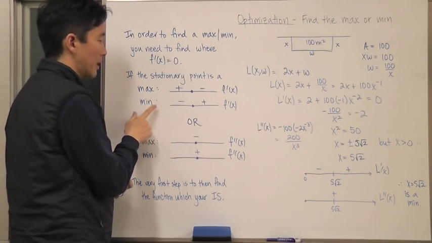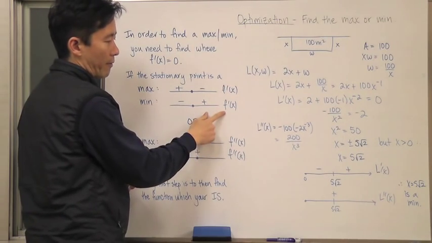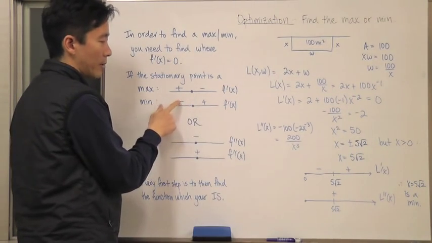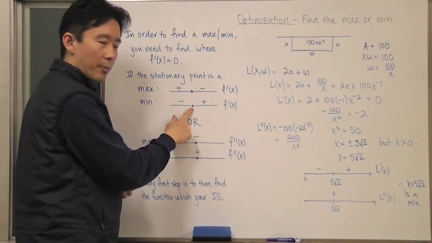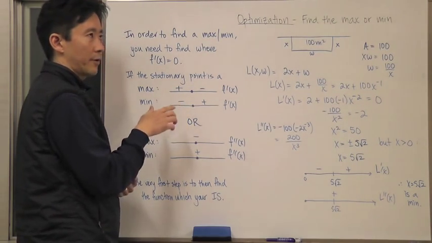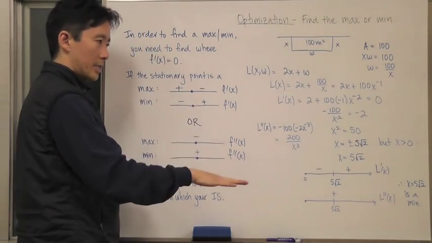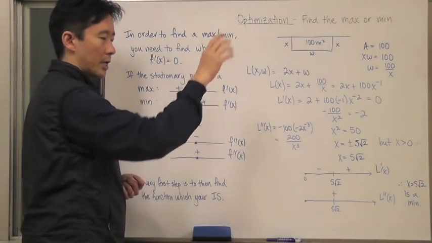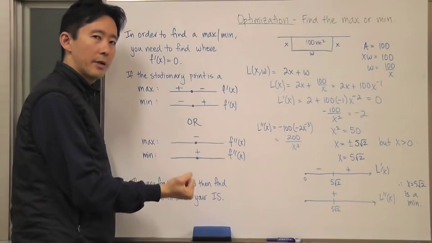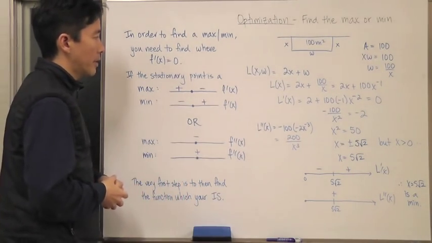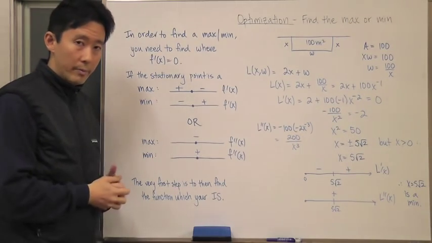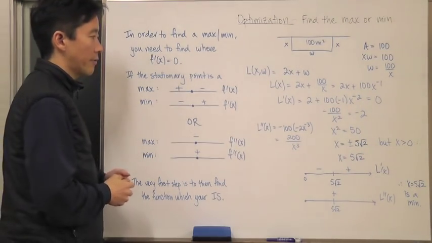Now, let's take a look at the minimum. If your f prime of x values go negative, 0, then positive, then this stationary point would be a minimum. Because the function is decreasing, hits a stationary point, then starts to increase again, that stationary point is therefore a minimum. Now, that's how you can determine if a stationary point is a maximum or minimum value of the function using the first derivative.